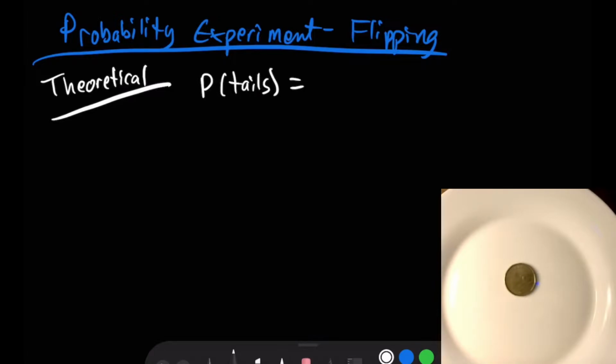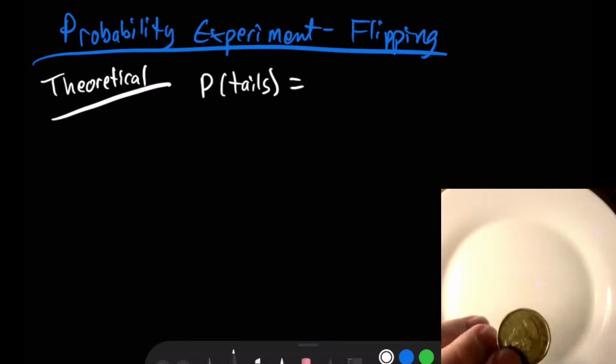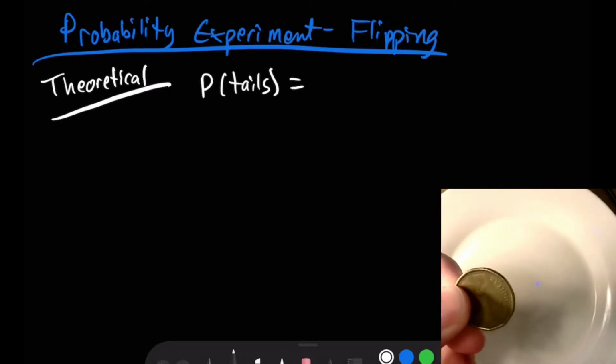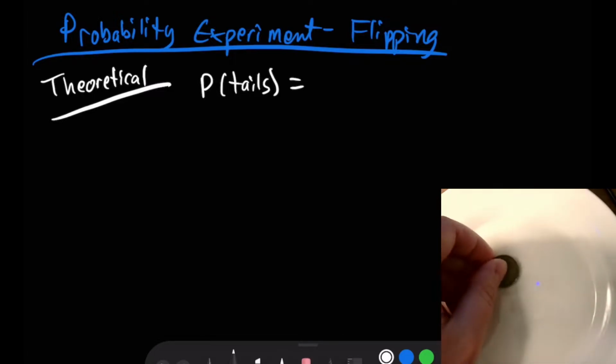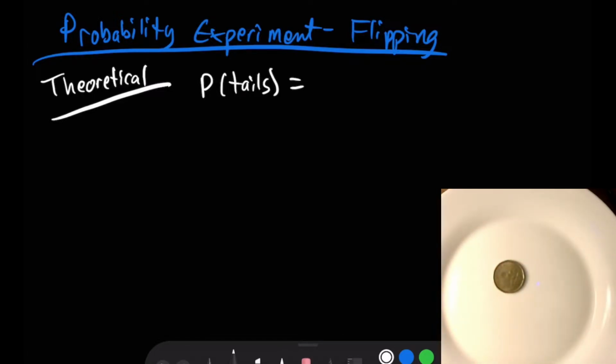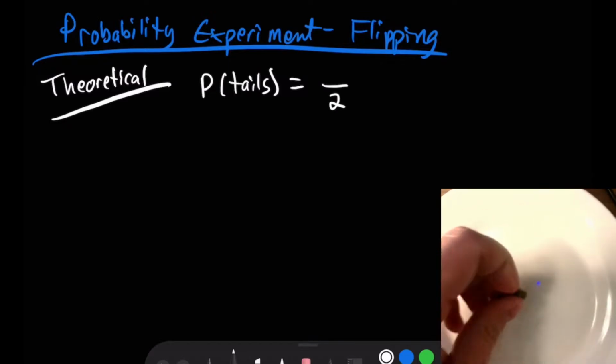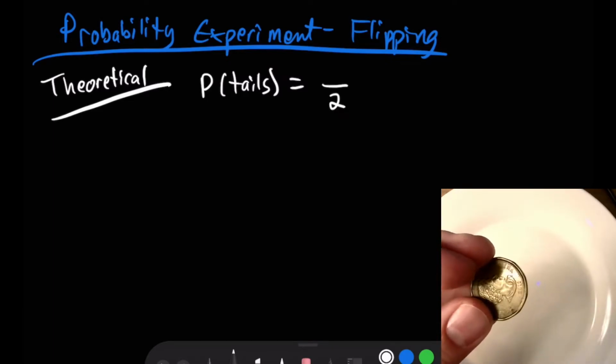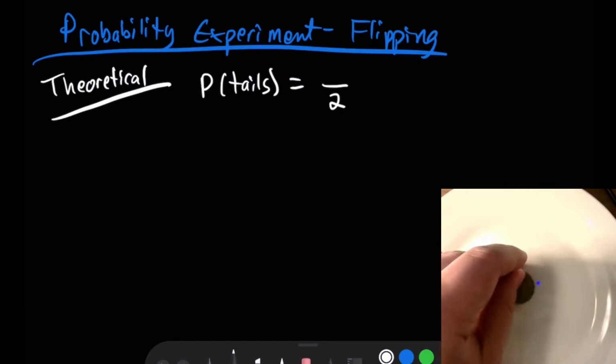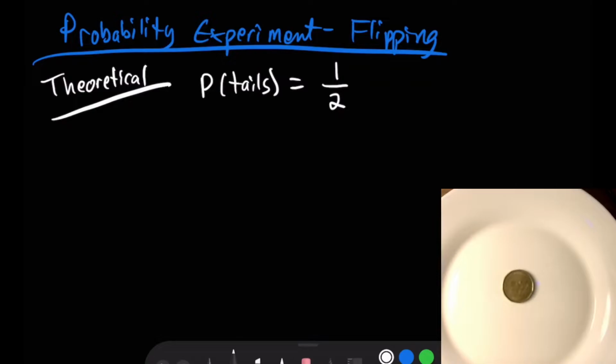I know that a coin has two sides, heads and tails. So how many possible outcomes are we going to have? What is our bottom number? Well, it's going to be 2. And of those sides, how many are tails? Well, only 1. So my theoretical probability is going to be 1 over 2, and let's practice converting as well. So 1 over 2, which is 0.50 as a decimal, or 50%.